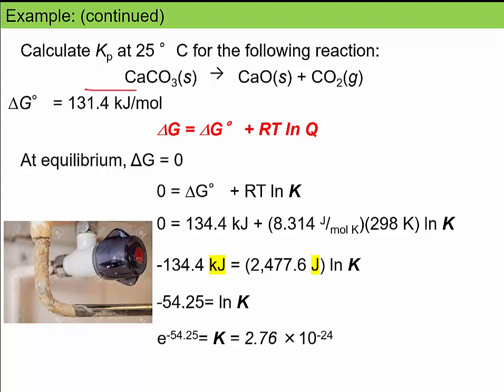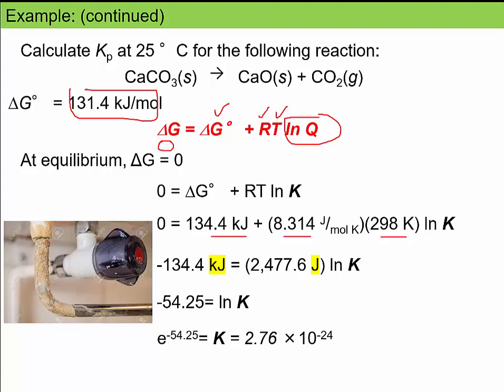We now figured out delta G. All right, our delta G naught, we're going to put that in there. We know R, we know T. We're going to try to solve for ln of Q. At equilibrium, delta G is going to be equal to 0. So we're going to get 0 is equal to delta G naught plus RT ln K. So we're going to say 0 is equal to 134.4 kilojoules plus R times T times ln of K.